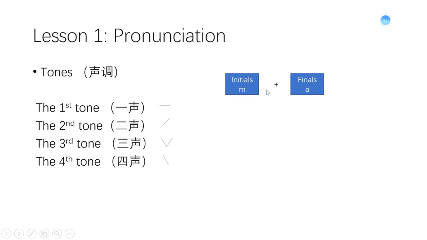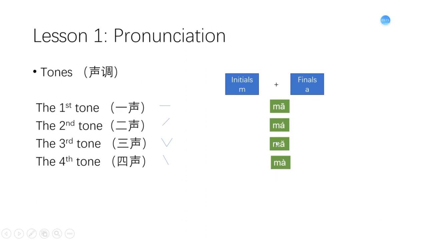Okay, so we can try to read under the different tones. So initial M, final R, and together with the 4 different tones, the first tone, second tone, third tone, and the fourth tone, it is read in this way. Please try to read after me. Ma, ma, ma, ma.